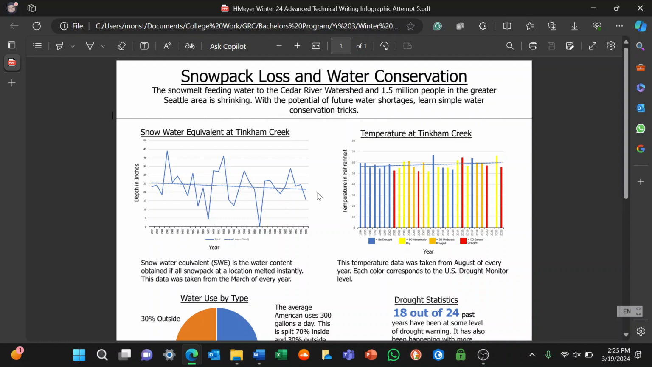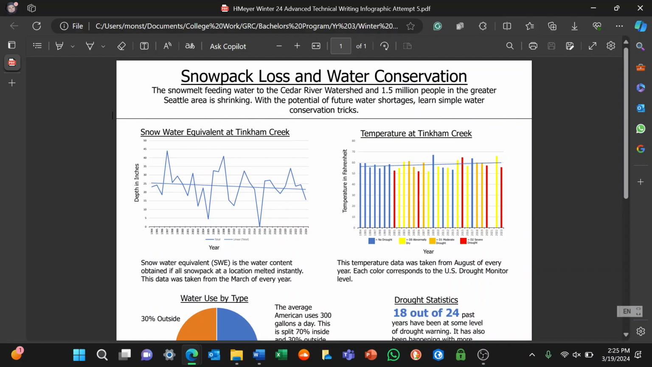The temperature color itself was chosen because blue, I felt, represented the color of the snow and the water that I wanted to represent, and the yellow, orange, and red colors all correspond to a U.S. Drought Monitor Index level. Yellow is abnormally dry, orange is moderate drought, and red is severe drought.